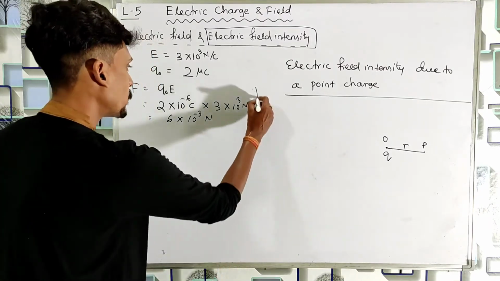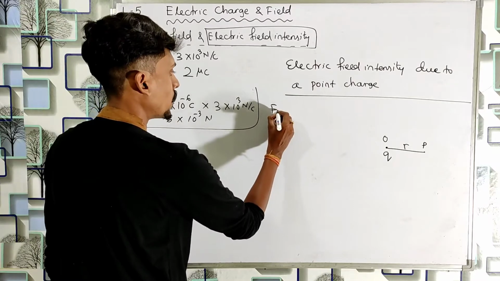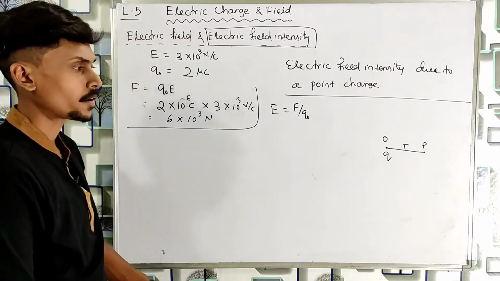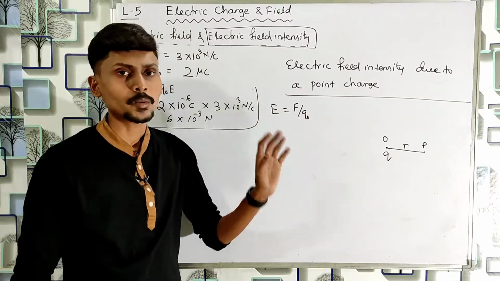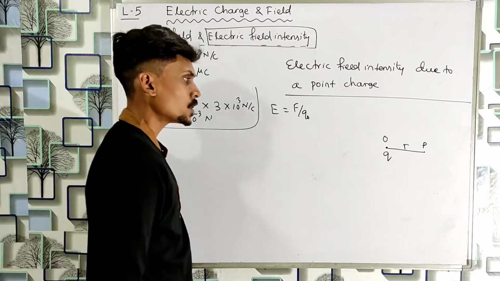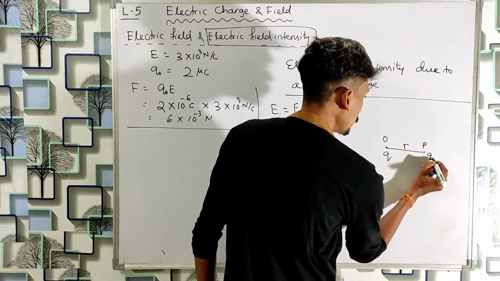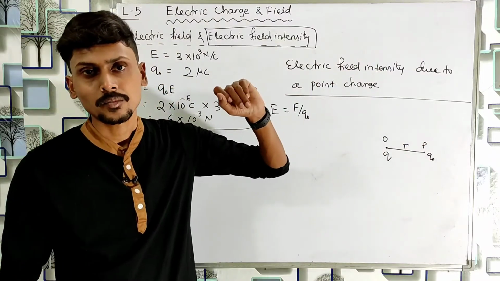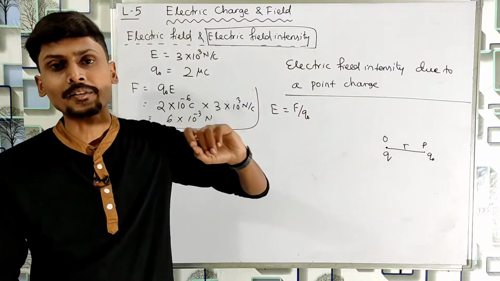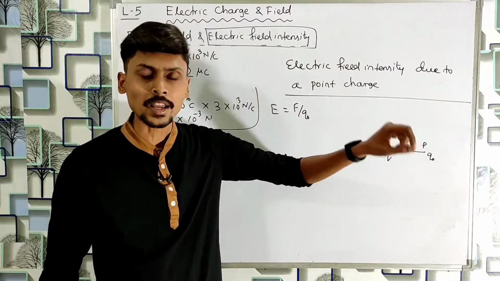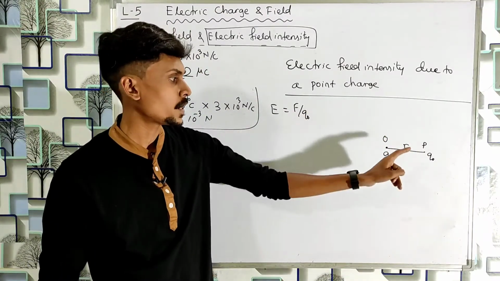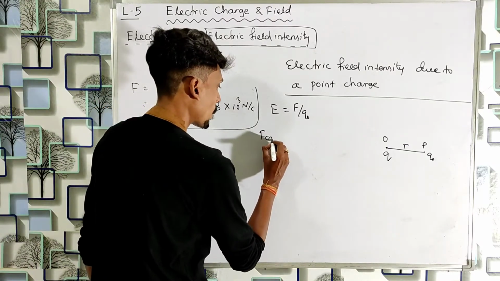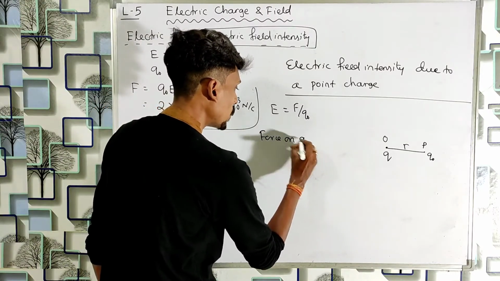We know that the basic formula to find electric field intensity is E equal to F by q naught. Electric field intensity is equal to force per unit positive charge. So let us put a test charge q naught at that point P. We are interested to calculate electric field intensity at the point P, so we have placed a test charge q naught at that point P. Now, what will be the force on q naught?